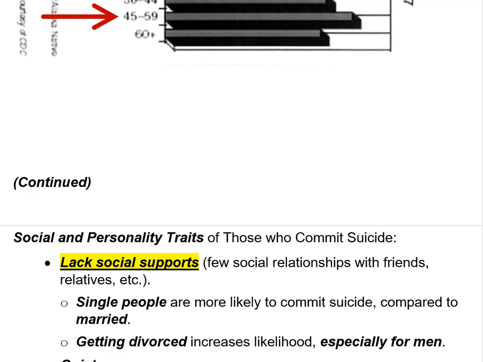These are the kinds of social and personality traits that emerge of the individual that's most likely to take their own life. One of the biggies, maybe the single biggest biggie, is this: lack of social supports. People that are most at risk for committing suicide are those that have relatively few social relationships with friends and relatives and so forth. The loner is the individual that's most likely to commit suicide.